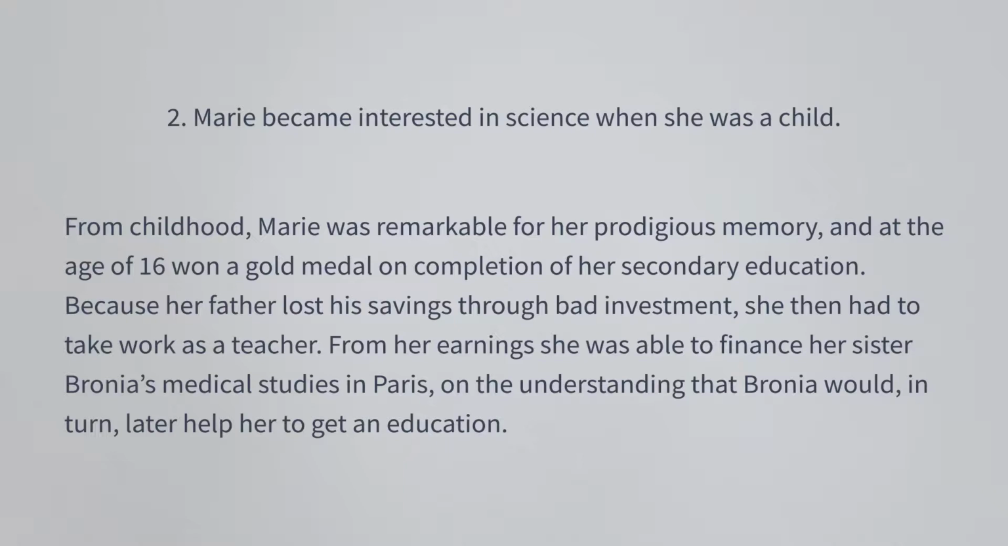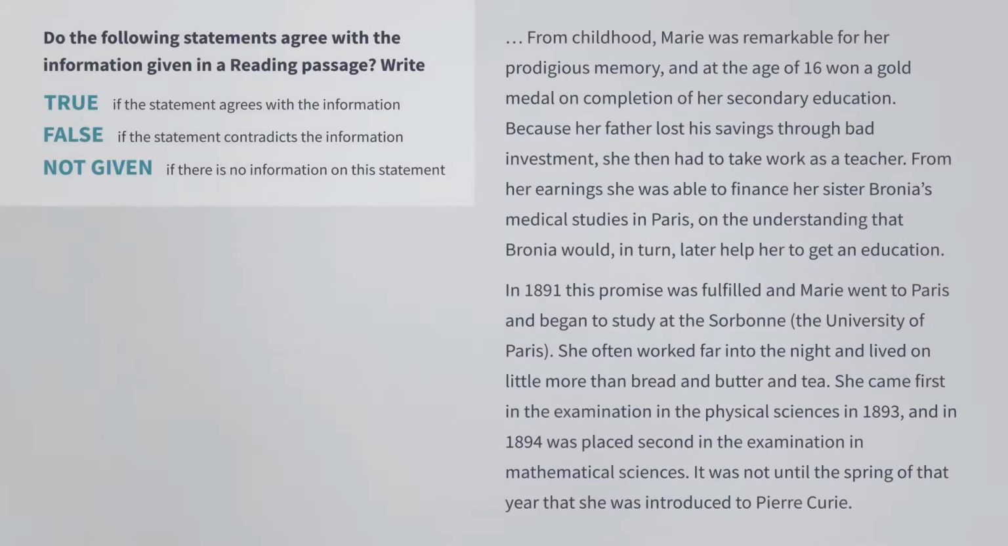The key words in the statement are became interested, science, when child. And what do we find in the passage? There is some information about Marie's good memory in childhood, so we are close. Then we read about her success at school, but there is nothing about her interest in science as a child. So there is no information. It's not given.